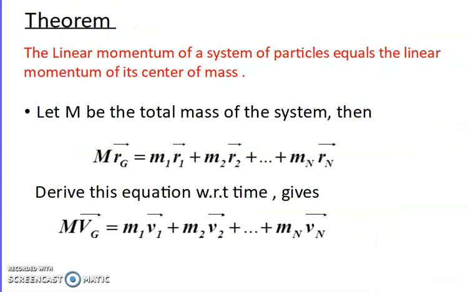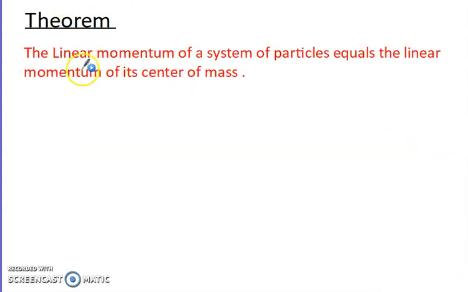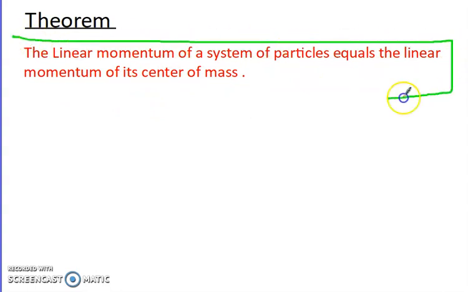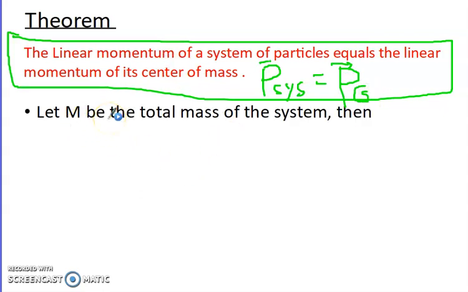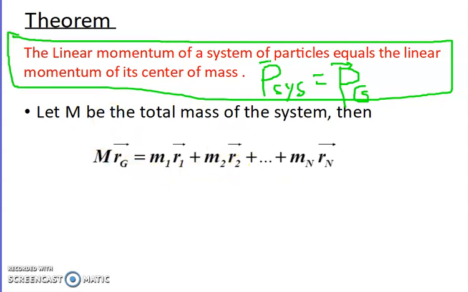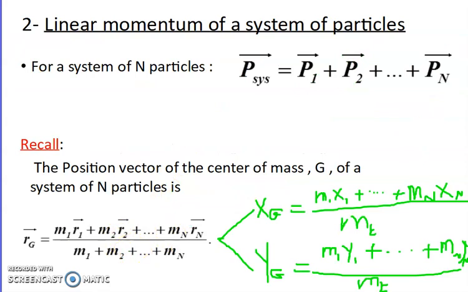Theorem of the center of mass. This theorem states that the linear momentum of a system of particles equals the linear momentum of the center of mass. Means we want to verify this. P of the system of particles is equal to P, the linear momentum of the center of mass, G. So here m is the total mass of the system. Then you can write this, where it comes from this relation.